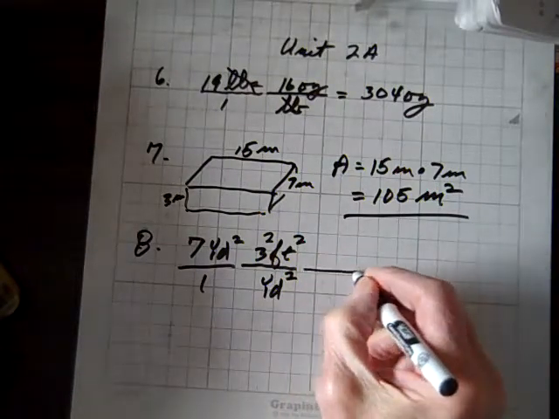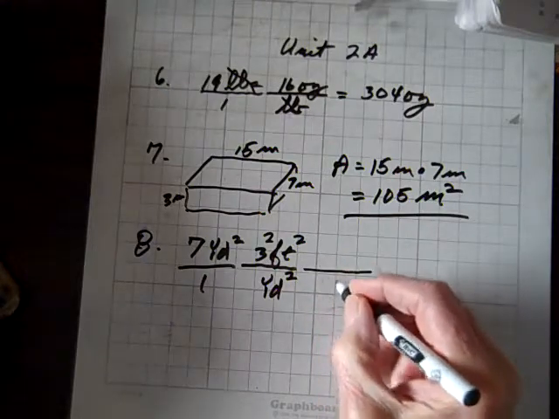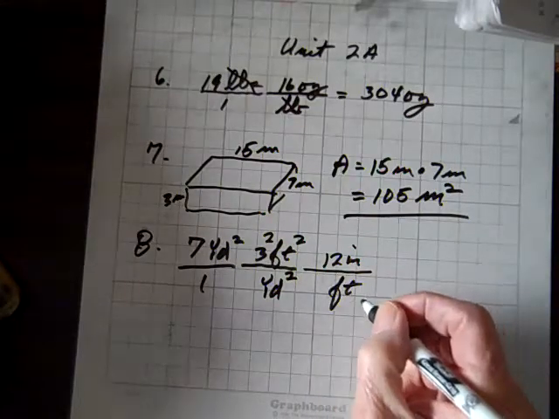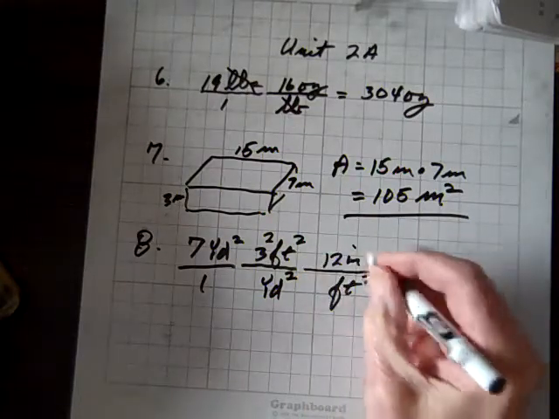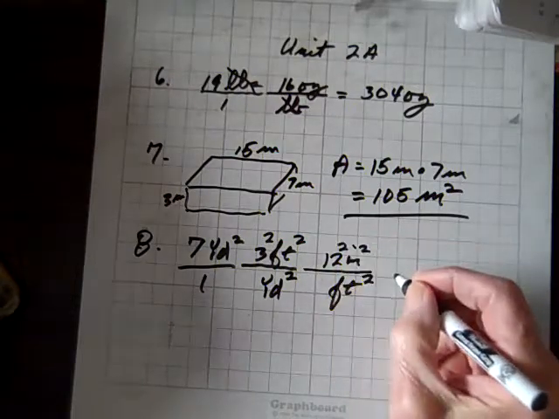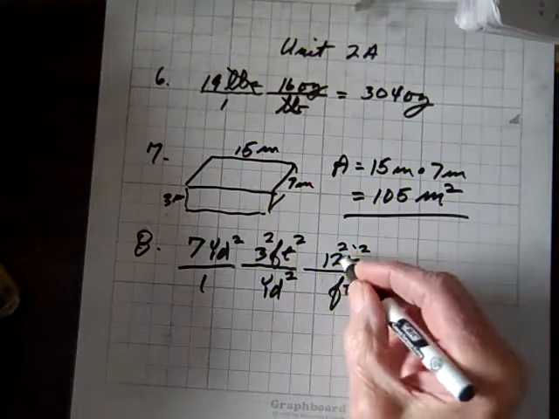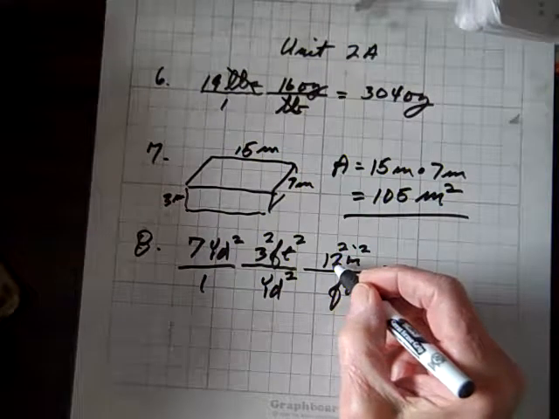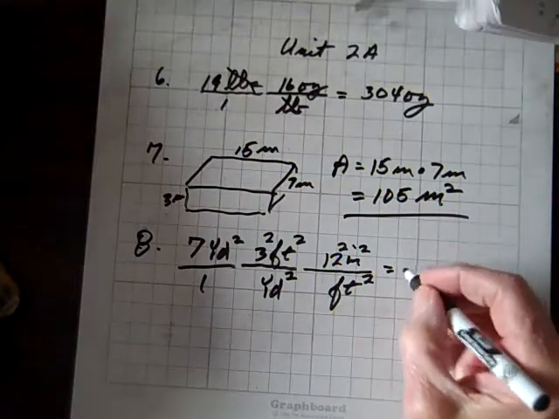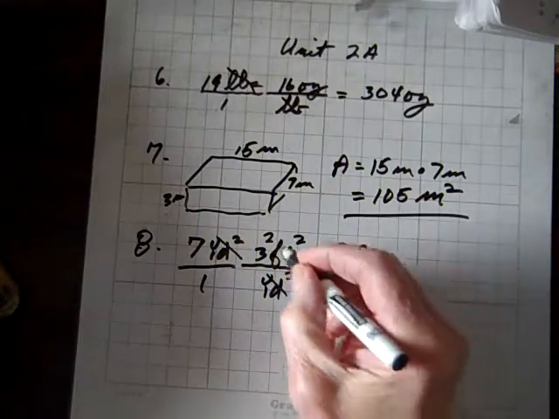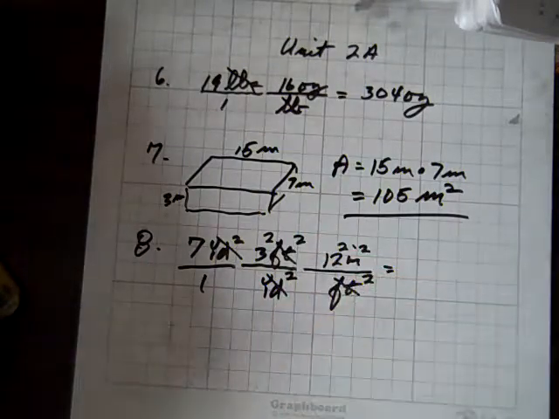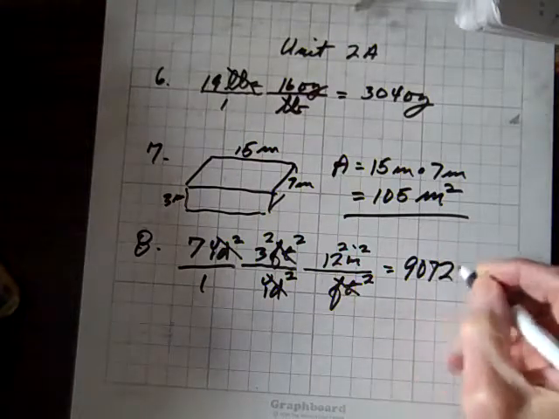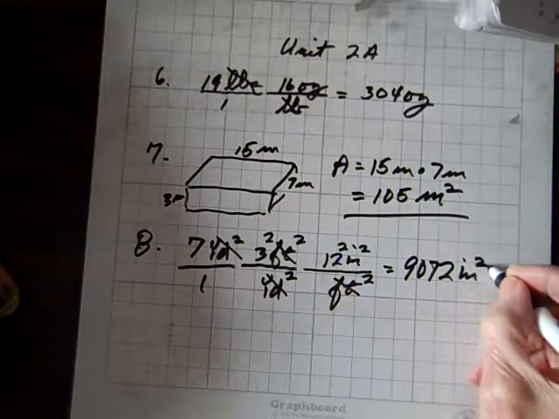And now we'll go from square feet, and there's 12 inches per foot. And we need square feet, so we have to square that, square everything. And so this is 7 times 3 squared is 9, and 12 squared is 144. And by the way, the square yards divide out, the square feet divide out. Ultimately, we get 90,072 inches squared.